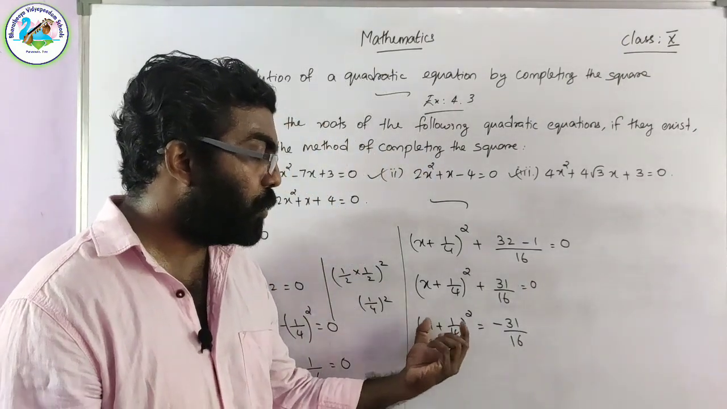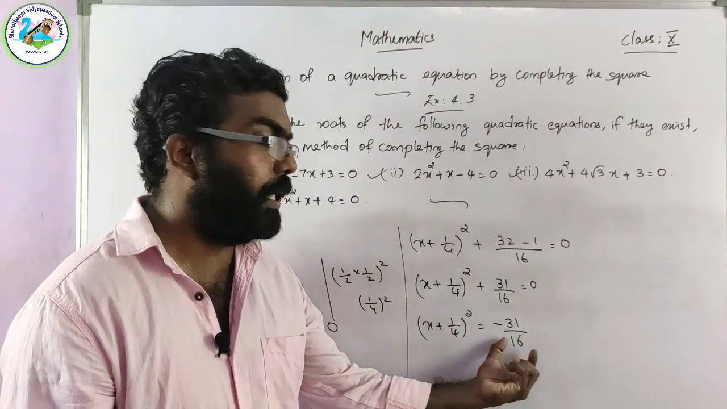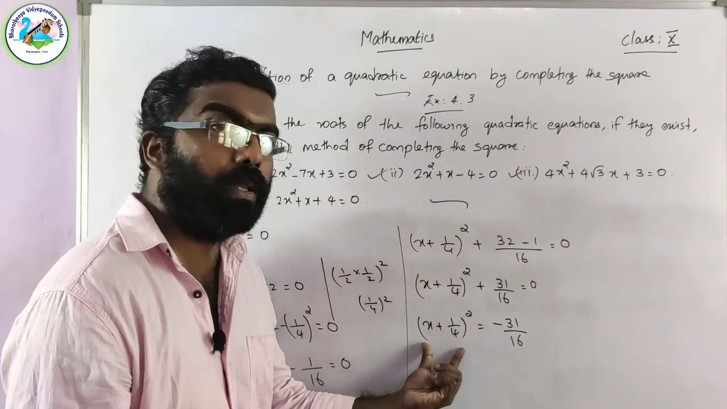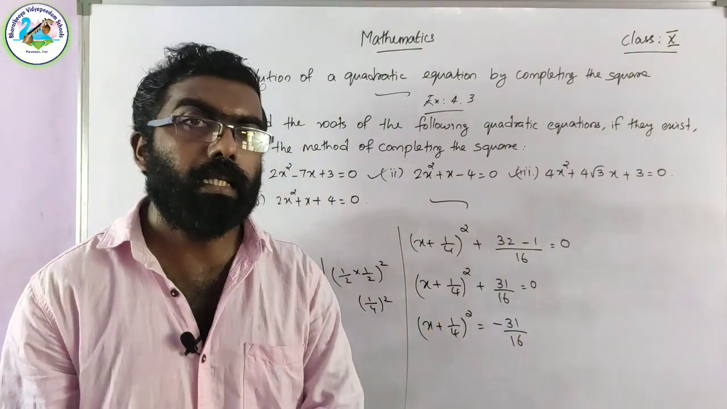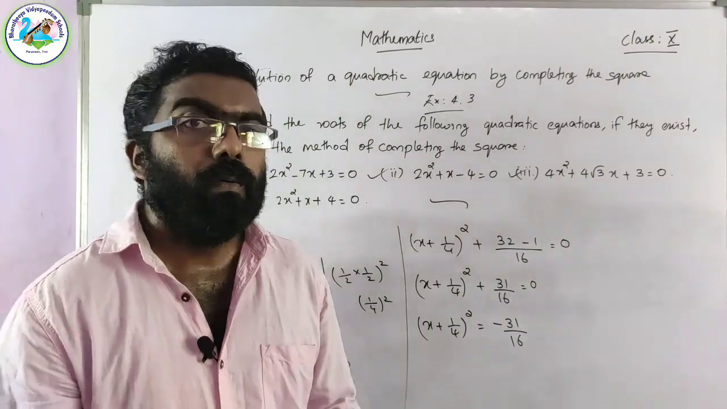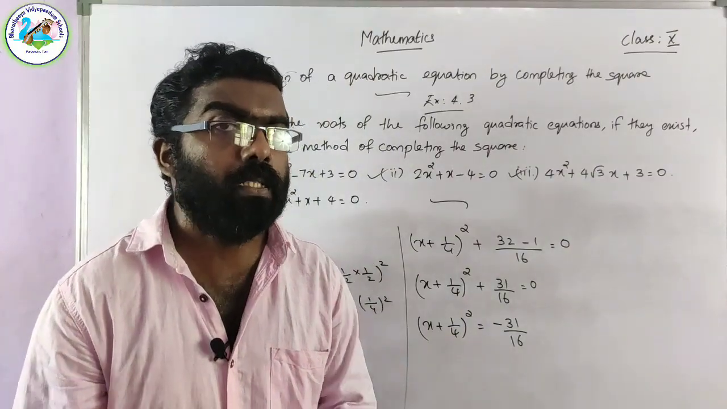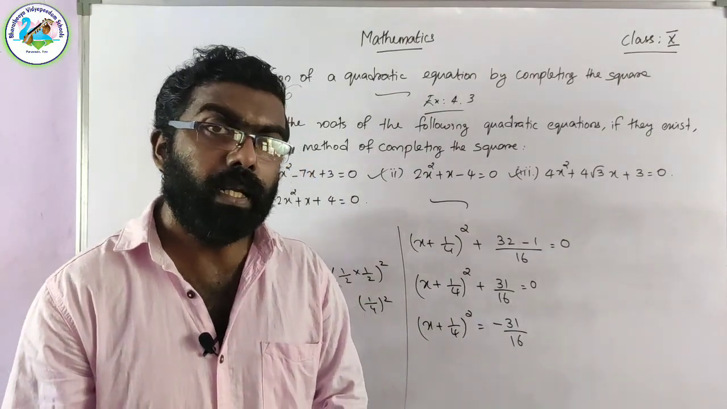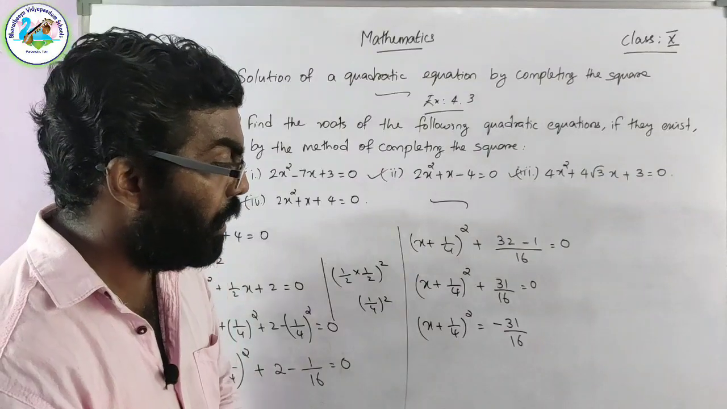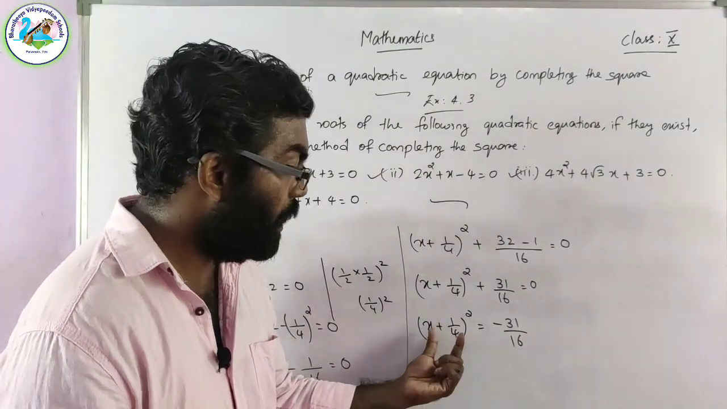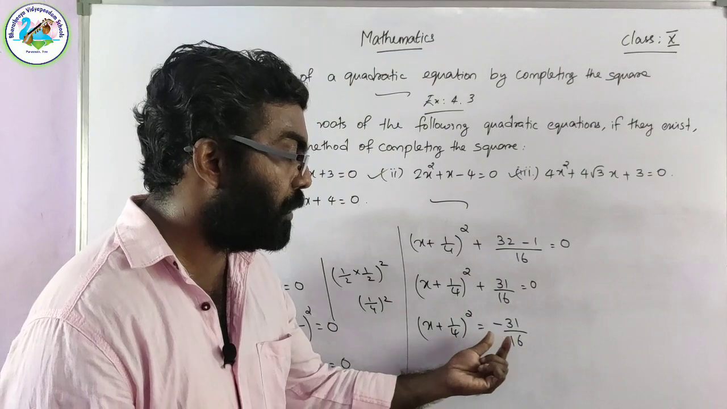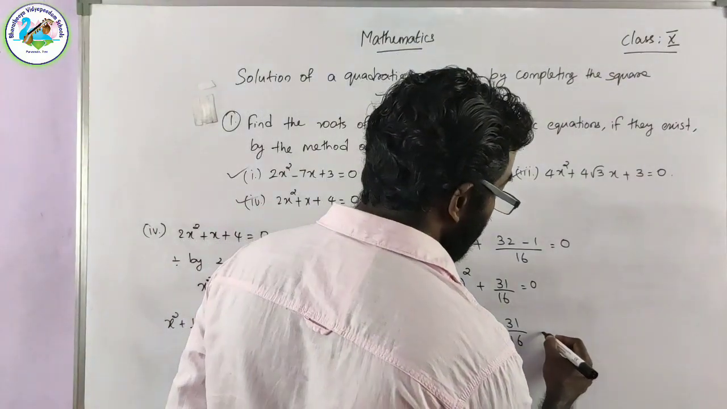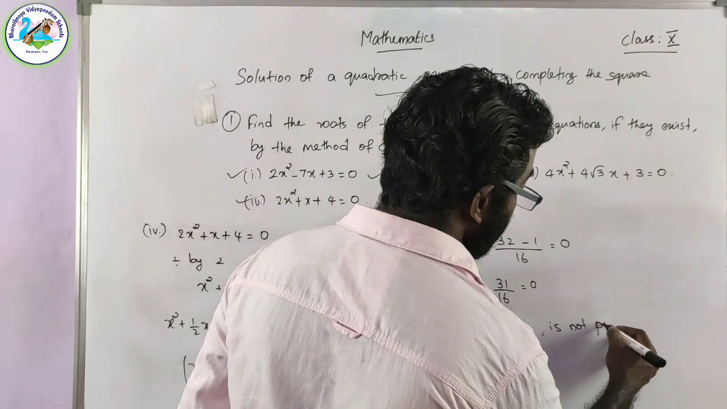So here we got the square of a number is negative. (x + 1/4)² = −31/16. Is it possible? We know no negative number can be the square of any real number. So here the situation is not possible. That means (x + 1/4)² = −31/16 is not possible.